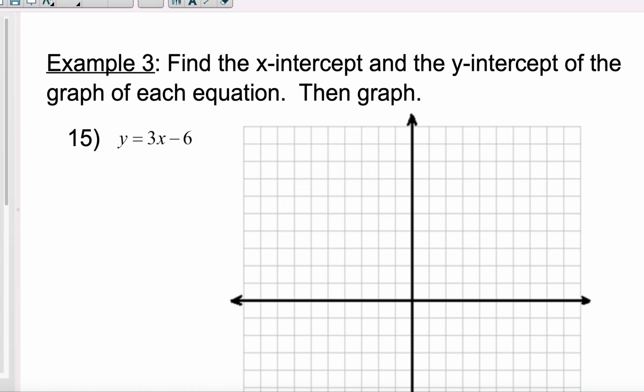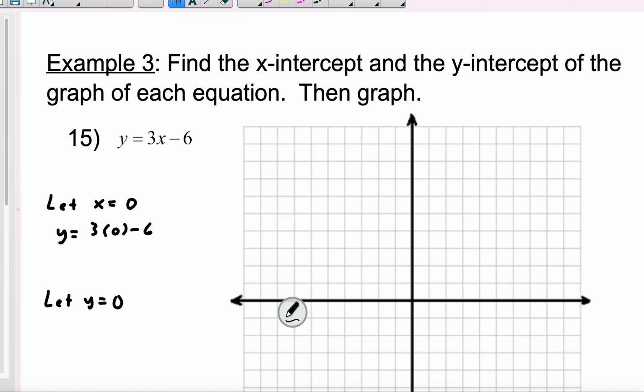All right. Now we're on to the x and y intercepts. It says to find the x and y intercept of the graph of each equation and then graph it. The easiest way to find your x and y intercept is to let x equal 0, and then let y equal 0 in the equation. In the first equation, I can substitute 0 in for x and solve for y. So 0 minus 6 is just negative 6. My y-intercept is negative 6.